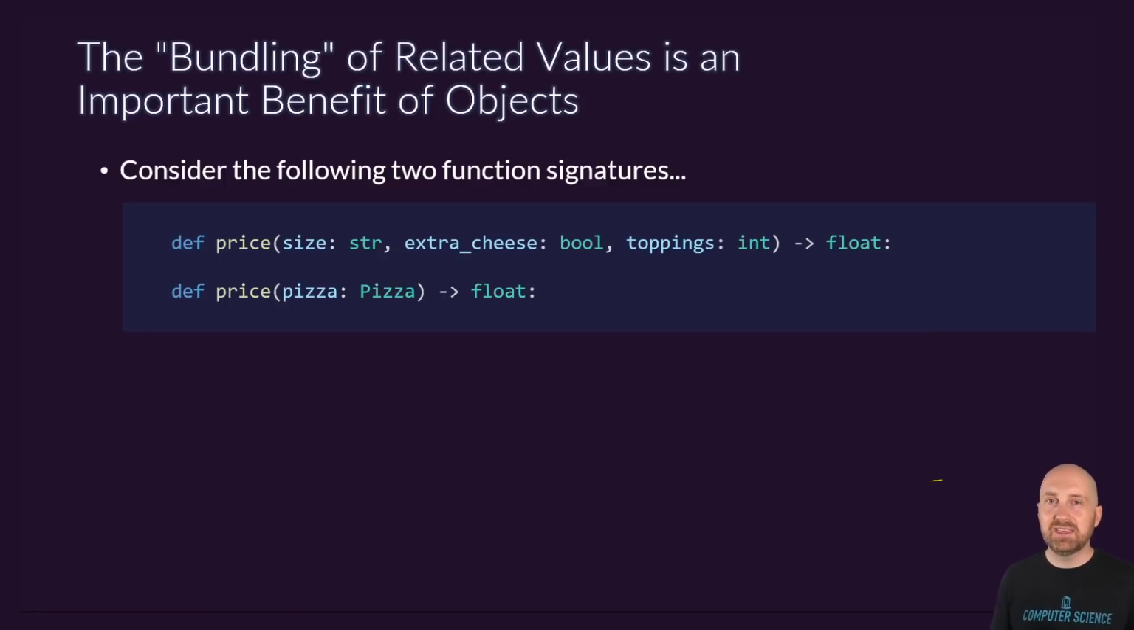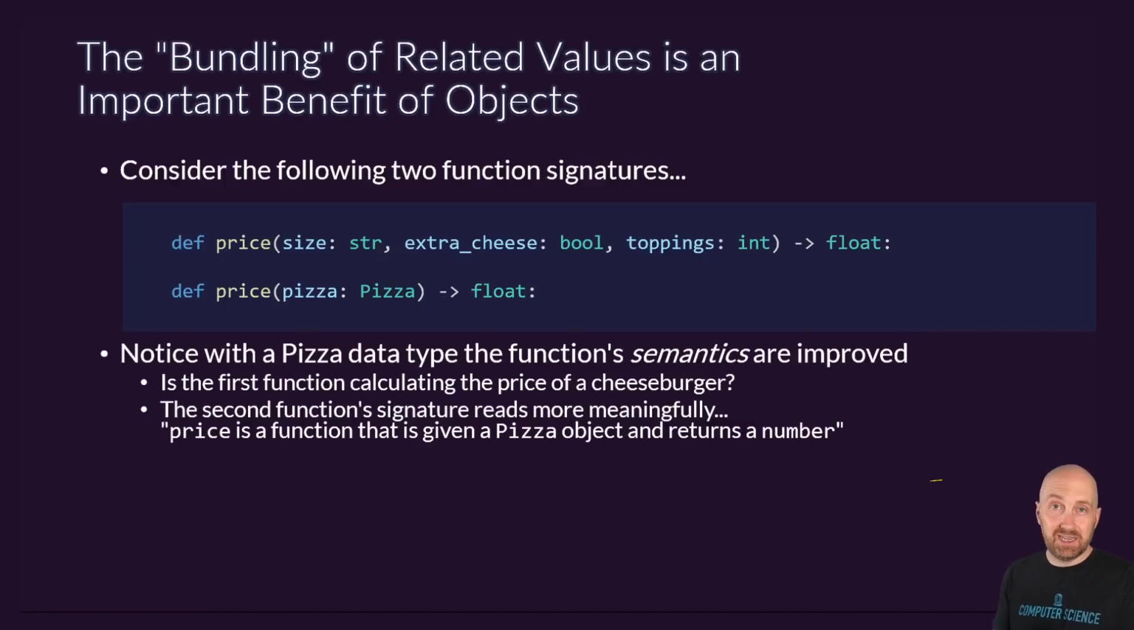And not only is that a little bit more concise to use, but the semantics are improved, right? That first price function could have been calculating the price of a cheeseburger, not a pizza. But the second price function is definitely calculating the price of a pizza, right? Because we're giving it some value of type pizza.